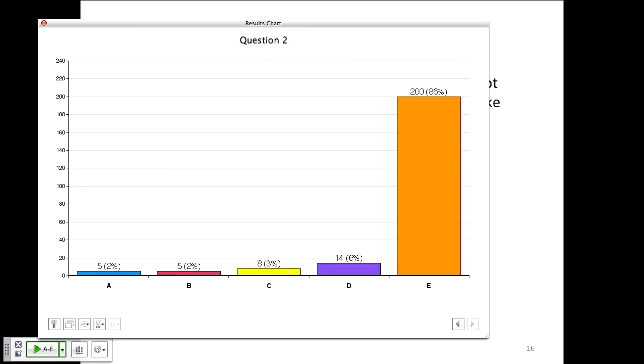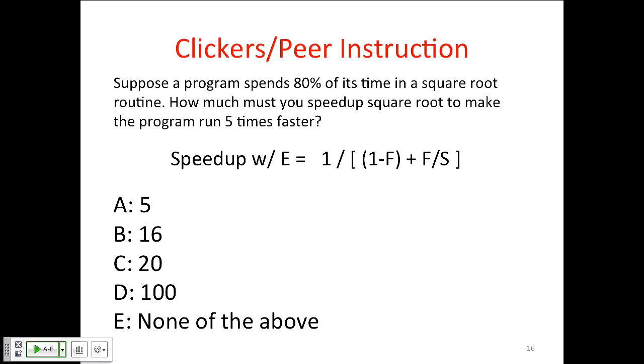Okay, so, all right, everybody switched. Right, so the answer is none of the above. Let's take a look. If you think about it, if it spends 80% of its time doing square root, it means it spends 20% of its time not doing square root. So if you made square root go infinitely fast, that's the best you could do, and you'd have to go infinitely fast to make it go 5 times faster, right? So basically none of the above. None of those would help.